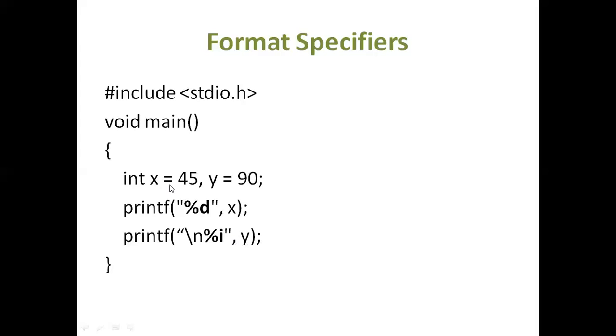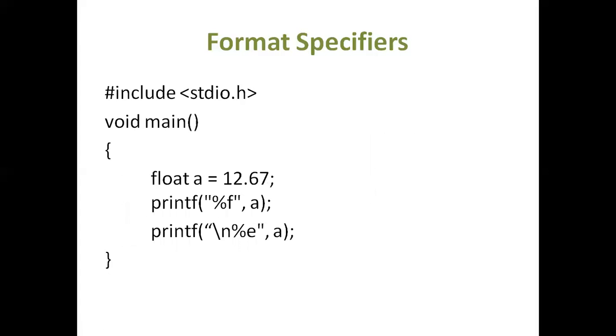So here you can see that x and y both are integer type, but for x we are using the %d and for y we are using the %i. So both are right. You can use any one. Now what will be the output? In the output, first the value of x will be printed, which is 45, because of this printf statement. And in the next line, because of this \n, it has taken us to the next line. The value of y will be printed, which is 90, and then our program will terminate.